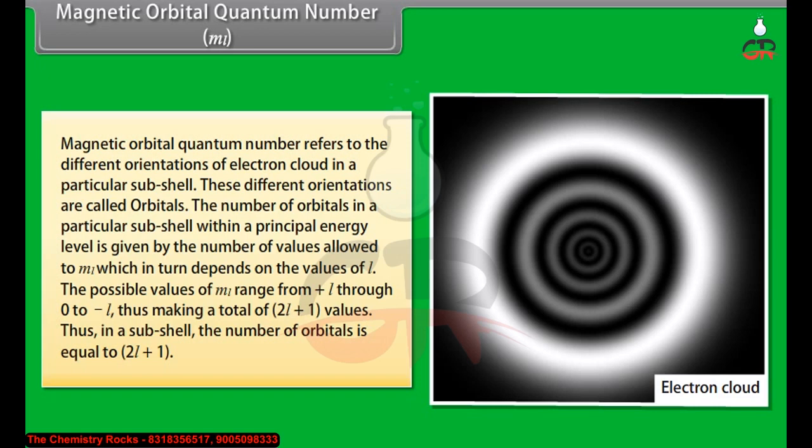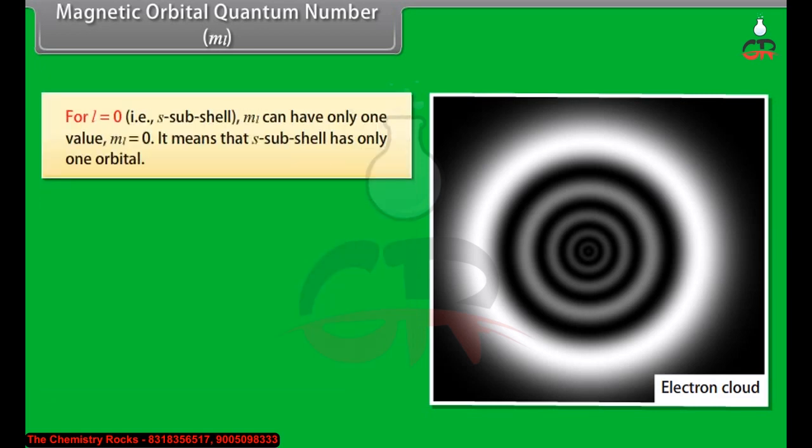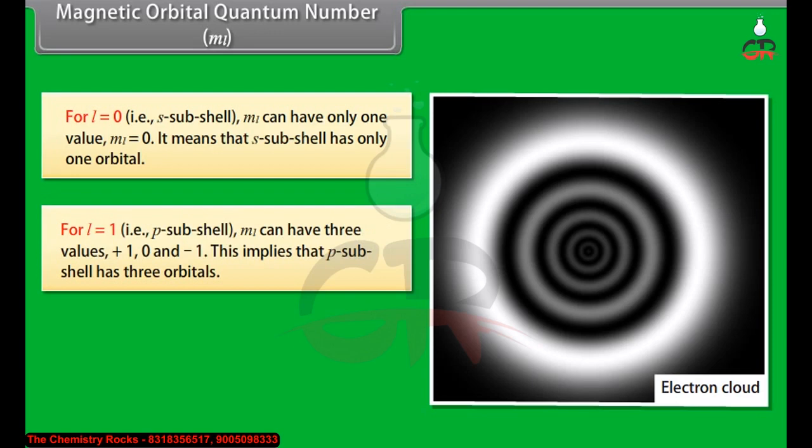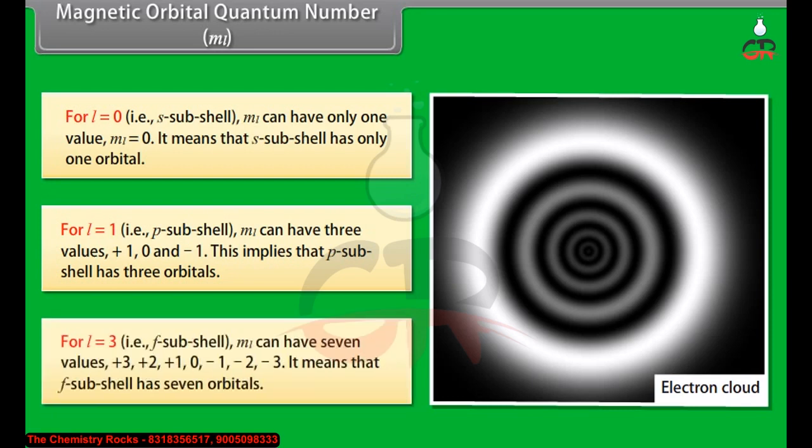For l = 0, ml can have only one value, ml = 0. It means that the s subshell has only one orbital. For l = 1, ml can have three values, +1, 0 and -1. This implies that the p subshell has three orbitals. For l = 3, ml can have 7 values: +3, +2, +1, 0, -1, -2, -3. It means that the f subshell has 7 orbitals.